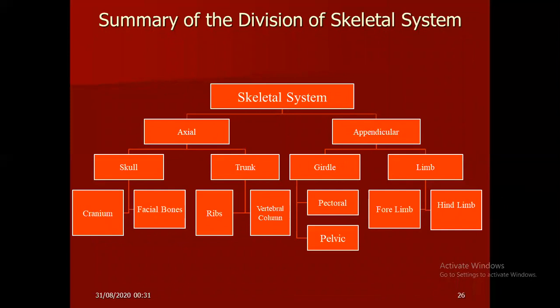It's a summary of the divisions of the skeletal system. The skeletal system is divided into 2 parts, axial and appendicular. Axial again 2 parts, skull and trunk. Skull 2 parts, cranium and facial bones. Trunk 2 parts, ribs and vertebral column. Again, appendicular skeletal system is divided into 2 parts, girdle and limb. Girdle is formed of 2 parts, pectoral girdle and pelvic girdle. And limb is also formed of 2 parts, forelimb and hind limb.